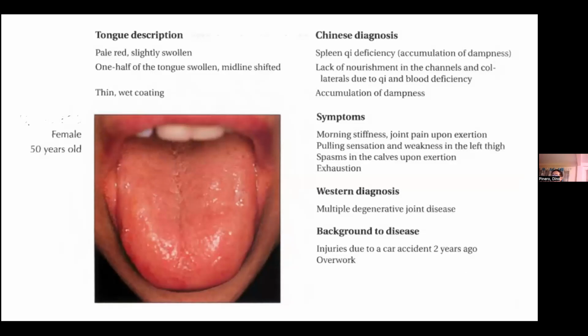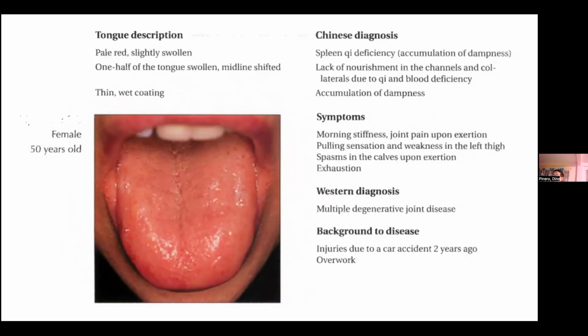So we have here another case of a female, 50 years old. Sa tongue, it is pale red, slightly swollen, which indicates that there is a spleen qi deficiency or accumulation of dampness. One half of the tongue is swollen and meron siyang midline shift. So this indicates that there is lack of nourishment in the channels and collaterals due to qi and blood deficiency. The tongue is also thin and has a wet coating, which indicates that there is accumulation of dampness.